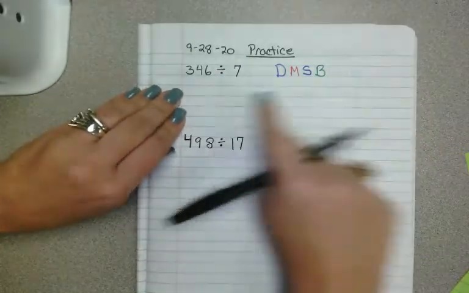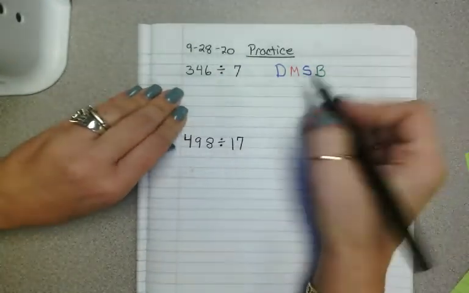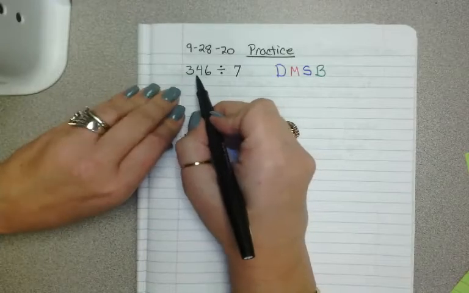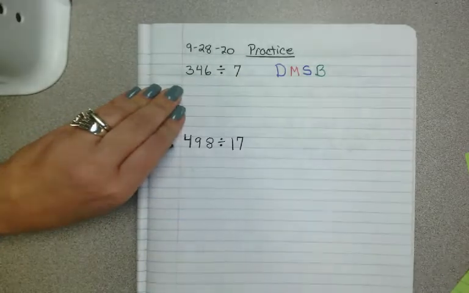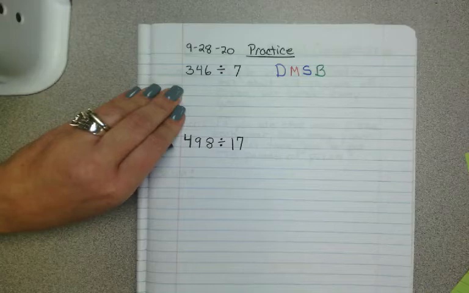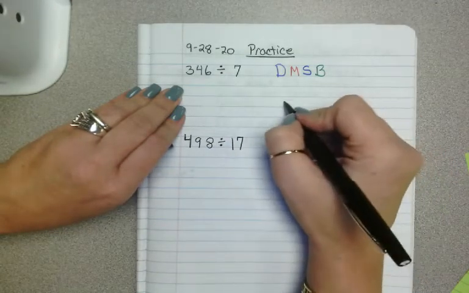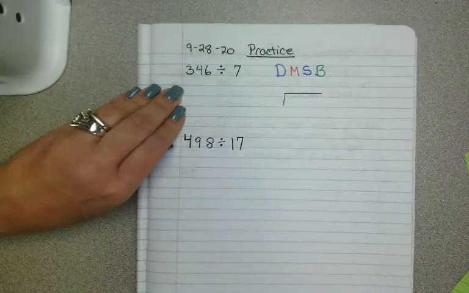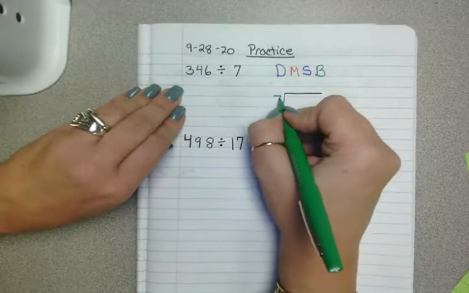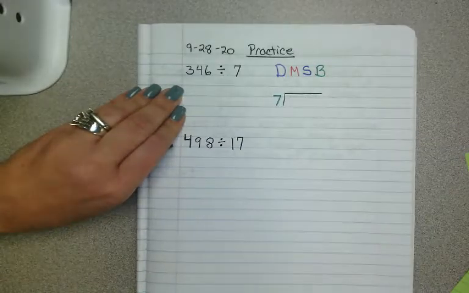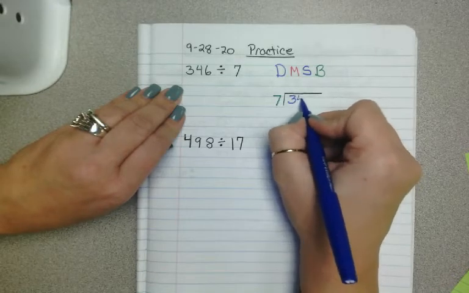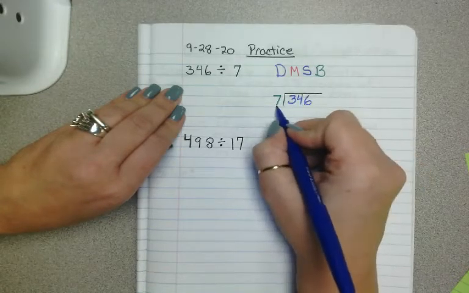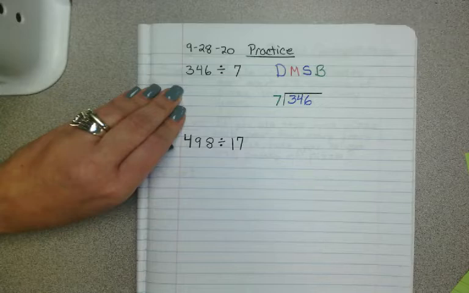So I'm going to come over here because that way I can have a little more room. So we have our dividend, which is 346. And then we have our divisor, which is 7. Our dividend goes inside of the bracket. Our divisor goes on the outside. So I'm going to start the act of division at this time.